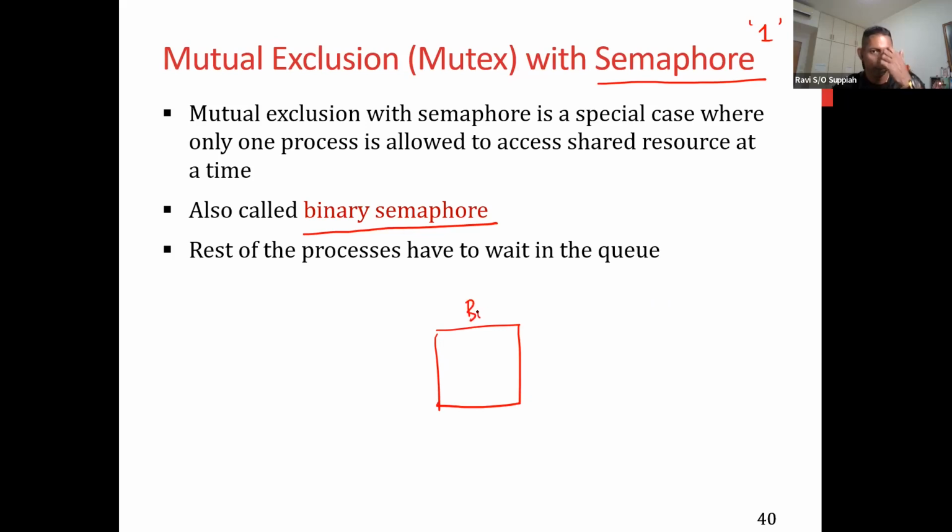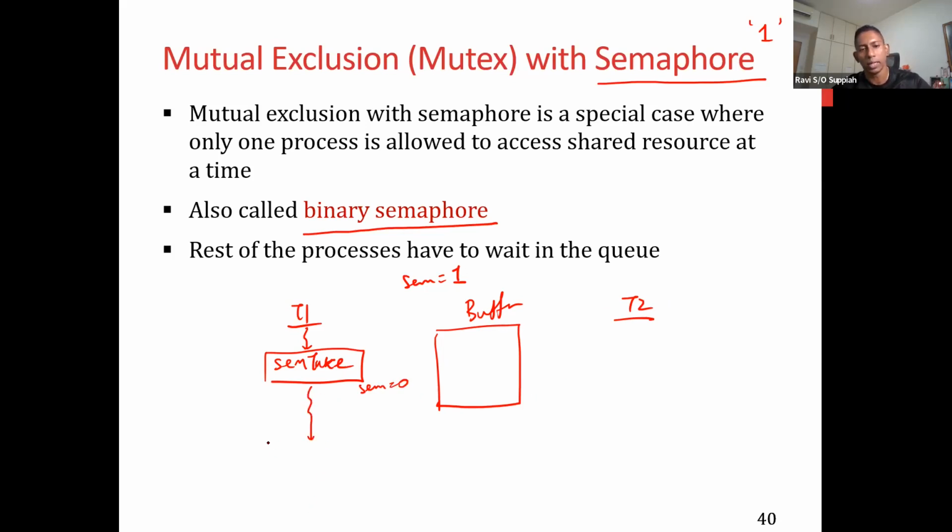Okay, so if I have the same buffer over here, task 1 and task 2, when task 1 runs, it says sem take. So the semaphore initial count is 1. The moment it says sem take, what happened? The count becomes 0. And then it can do whatever it wants to do. But if it gets preempted, and then task 2 runs, when it does the sem take, it comes to the same issue, right? Because the semaphore is 0, you will go to a block state.